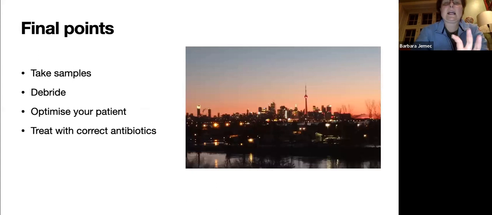So final points here are: take samples, send them for everything, debride and wash properly, optimize your patient if they're sick, treat with correct antibiotics, preferably, because the mortality if we treat with the wrong antibiotics is far higher. And that's it.